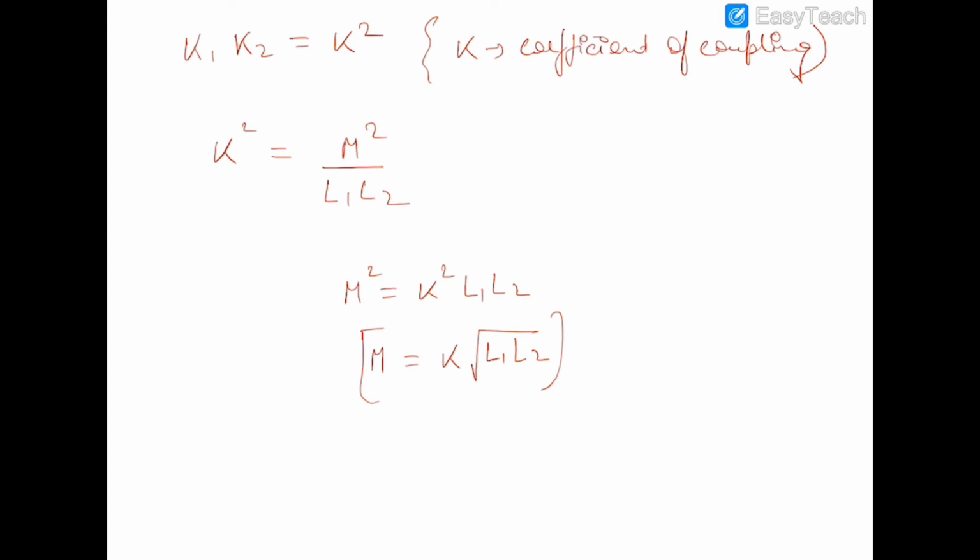Now the value of K theoretically lies between 0 and 1, and 1 represents the best coupling. The best coupling means that the shared flux is equal to the total flux of any coil. It means that the area of cross section of these coils is the same and they are wound on the same core, so that the flux of any one coil is exactly equal to the shared flux to the other coil. So this is best coupling, and this is worst coupling or zero coupling.